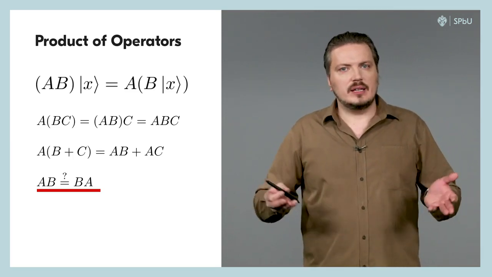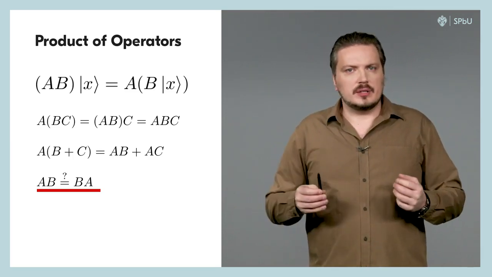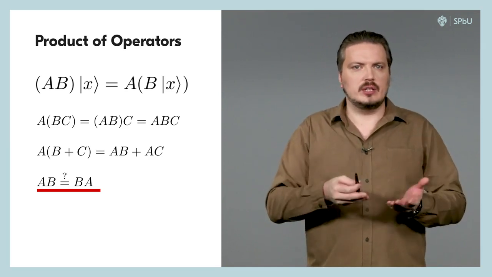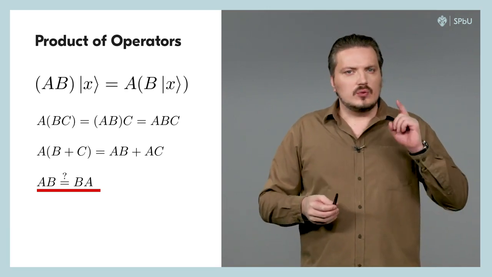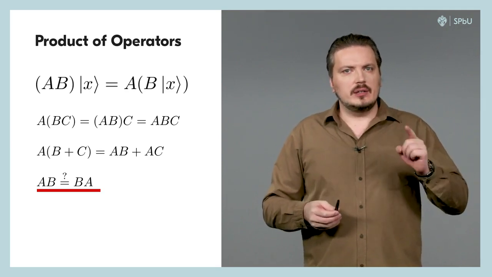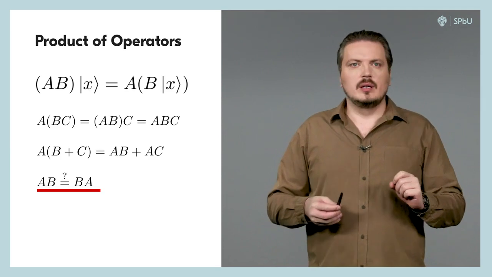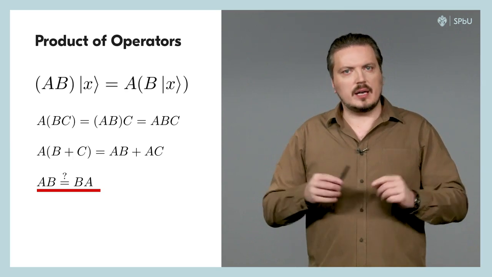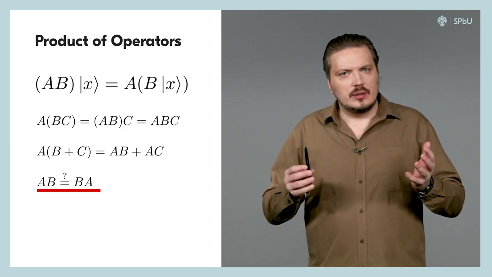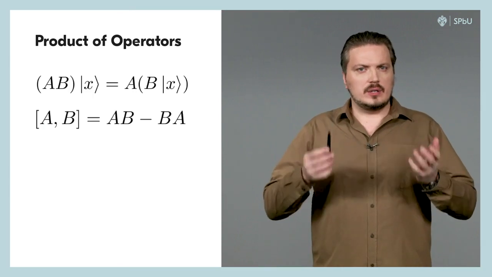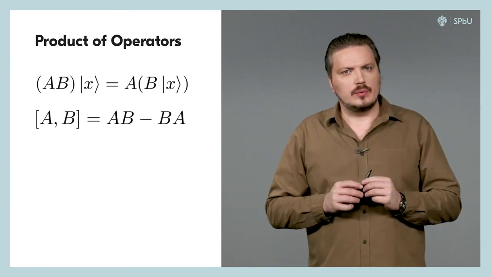The operation defined like this has some very useful properties. It is associative and distributive with respect to addition, but it is very important to know and remember that in general, linear operators do not commute. It means that the order of application matters in most cases. In general, the operator AB is not equal to BA. However, for some pairs of operators, this is not true.